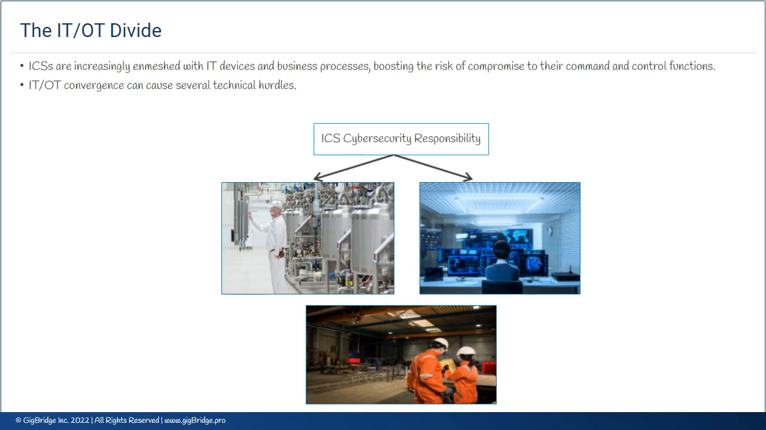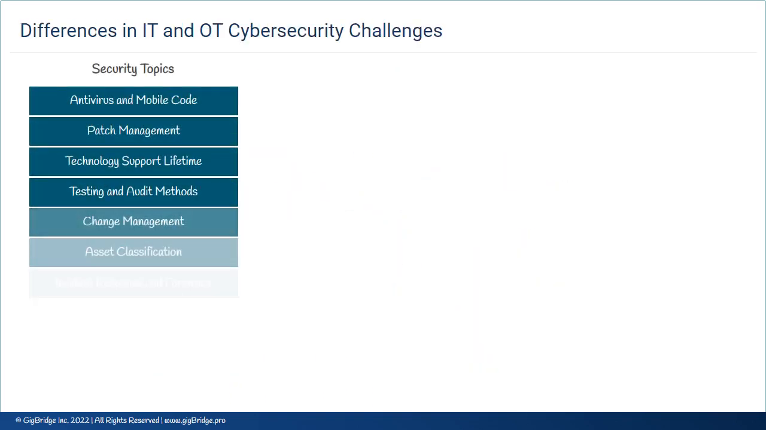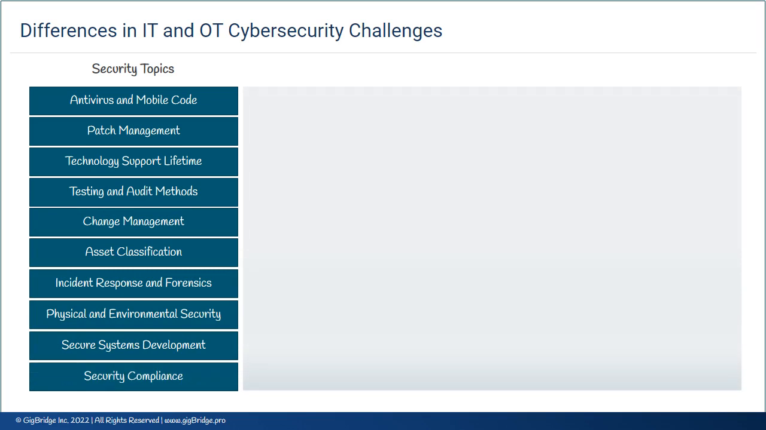Once you clearly define roles and responsibilities within your overarching IT/OT cybersecurity program, you can run into several technical obstacles in bringing these two sides together. This is because legacy ICS equipment is now increasingly Ethernet connected, thanks to the IIoT, which wasn't made to manage data transmission securely. Here is the U.S. Department of Homeland Security's breakdown of the distinction between different security controls on the shop floor versus the top floor. Let us now understand the IT and OT cybersecurity challenges for each security topic.